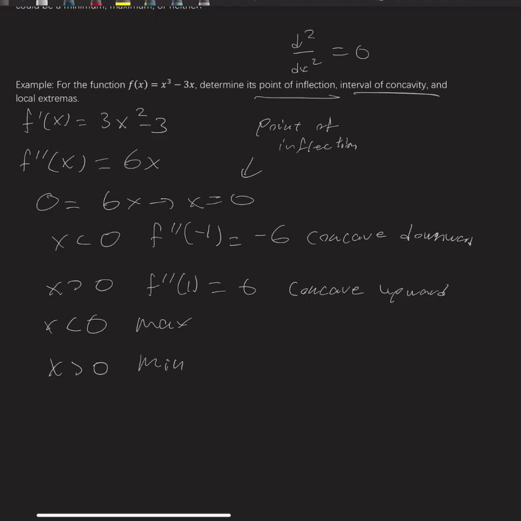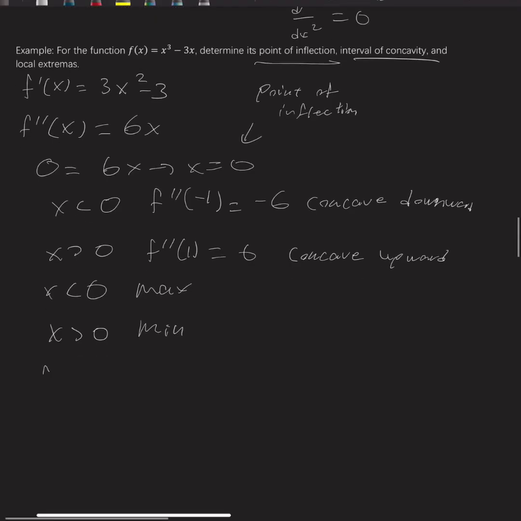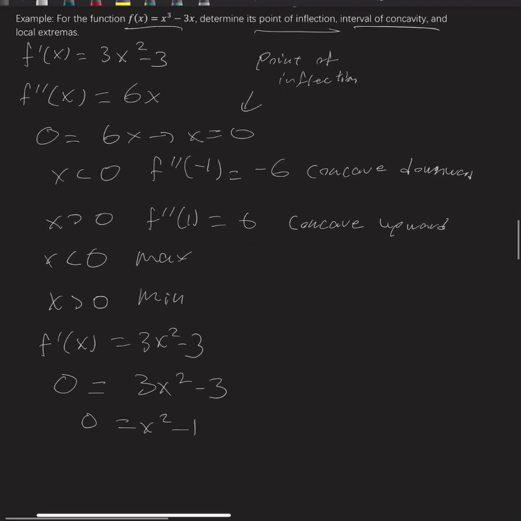So now let's find the critical points. We see f prime of x equal to 3x squared minus 3. Let's set it to 0 because this is a polynomial. 0 equals 3x squared minus 3. So 0 equals x squared minus 1. So x equals plus or minus 1.